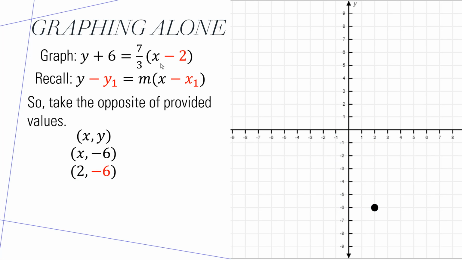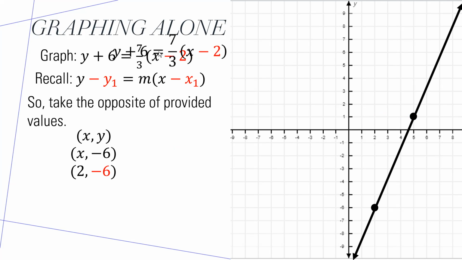Where they intersect is our point. Now we have that 7/3. So let's go look at that slope for a second. We see that we want to increase by 7, then increase by 3. And draw that line. Done.